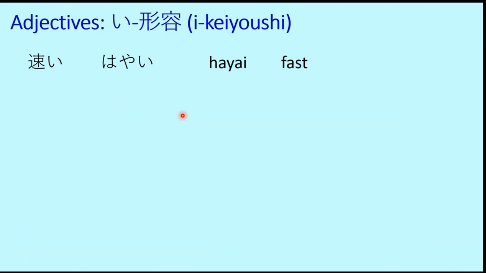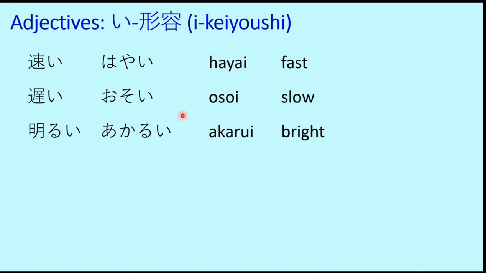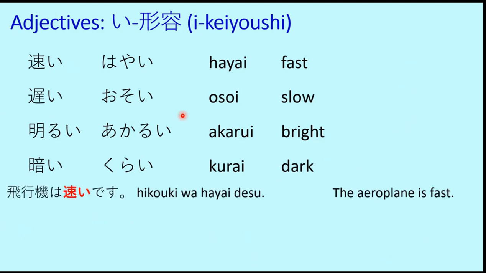Again, another important adjective, hayai, which means fast. Osoi is the opposite, that is slow. So hayai and osoi. Akarui means bright, something very bright. Kurai, something very dark. So we have some examples.